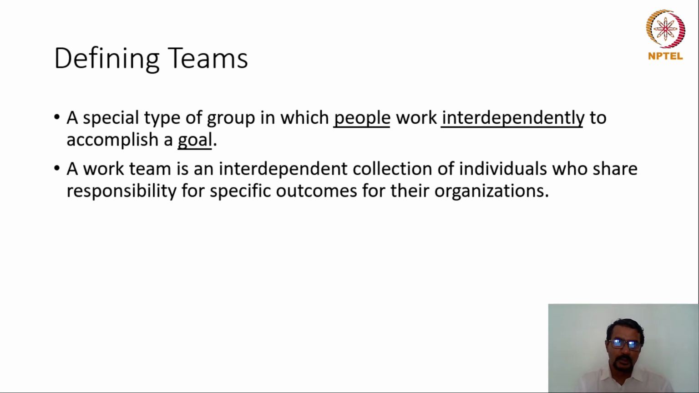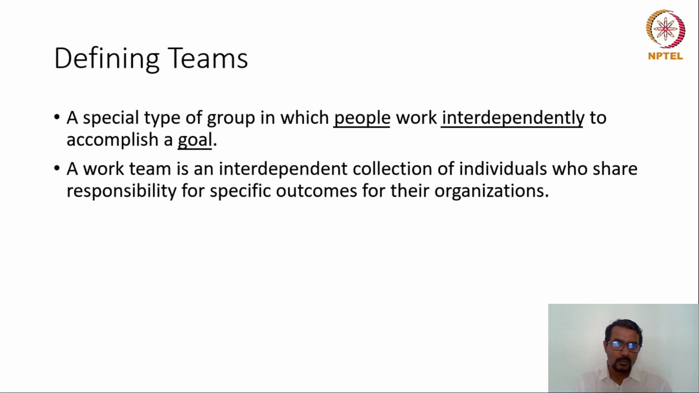The difference is teams have members who work together and there is high levels of interdependency between them. Groups also have people working together, but the level of interdependency may not be very high or it may be very less. When you say interdependency, it can be goal related interdependency or task related interdependency. It can be both also. We also looked at how, because members work interdependently, teams are able to create synergy.